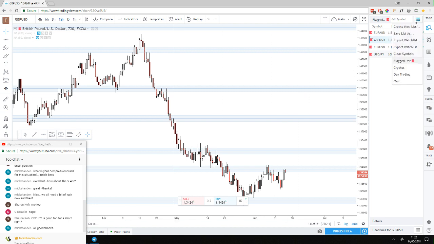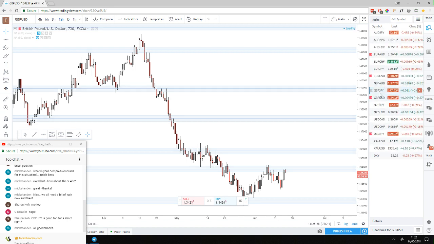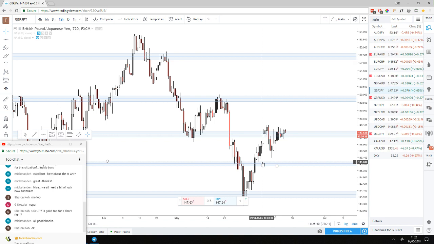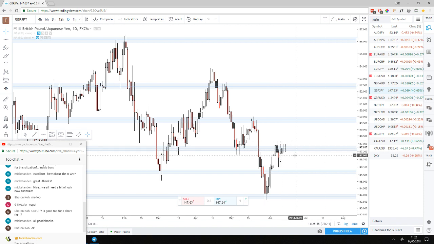GBP/JPY is good for a short, right? I'm not saying it's not good for a short. There's a discussion on the forum about this one right now that you might want to check out, Sharon. It's just in the trades section of the forum. I'm not going to enter short just because it's way too messy. But there are definitely some people who want to enter short here.